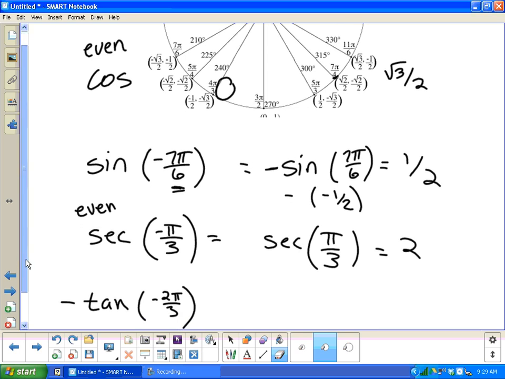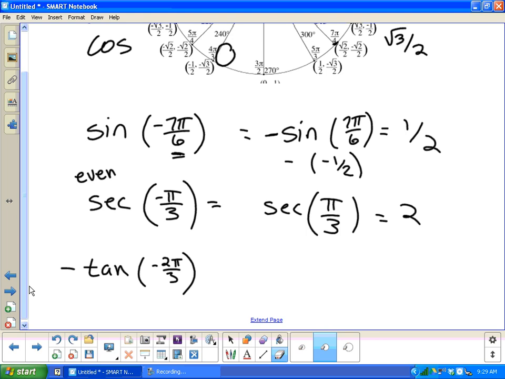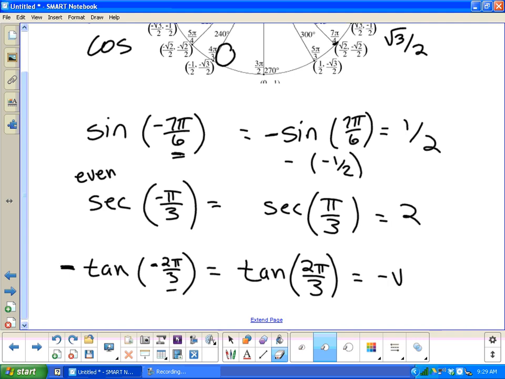All right, let's look at this one. Now, I'll mess with you here. Well, I guess I really didn't mess with you then. Now there's a negative in the front this time. If I change my angle to positive, this is an odd one, so that's just going to change this to positive. So this would be the same thing as the tangent of 2 pi over 3. Look at 2 pi over 3. The tangent at 2 pi over 3 is negative square root of 3.